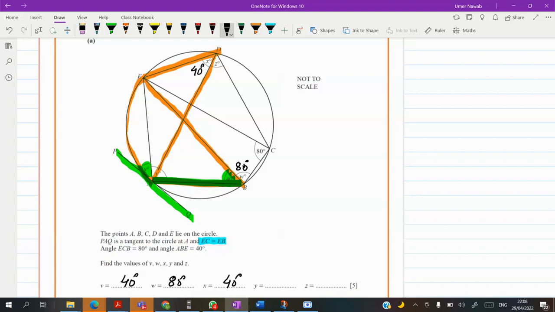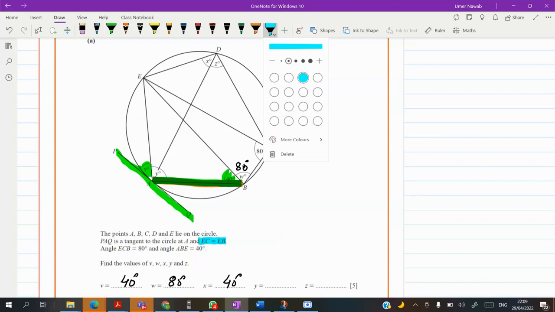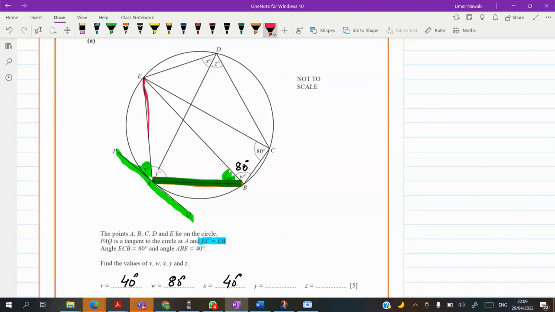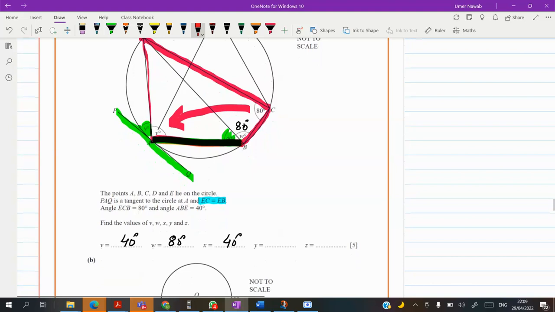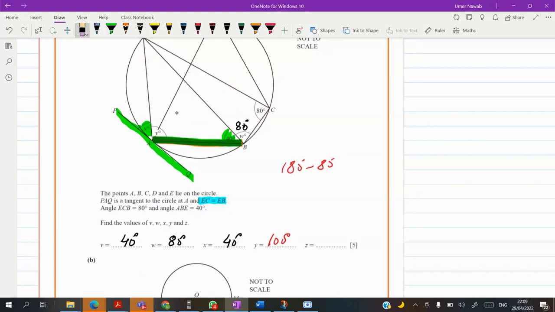Next, Y. Can we use the cyclic quadrilateral property? Let me show you which cyclic quadrilateral I'm choosing. I'm going to choose this, this, this, and this. So the opposite to 80 is Y. So 180 minus 80, that will be 100. So I'm going to write here 100.